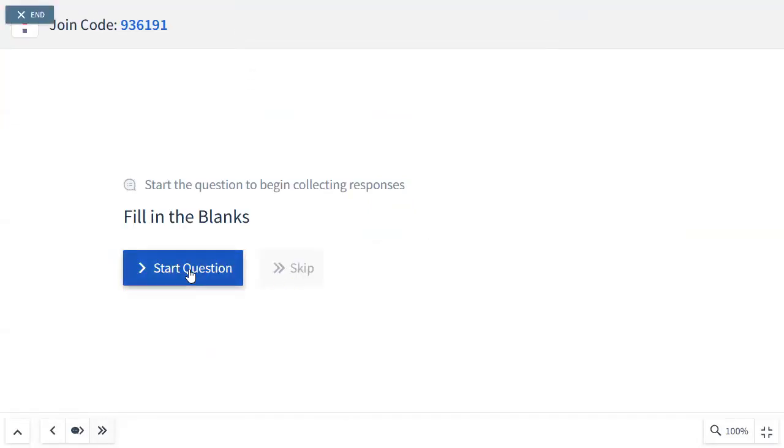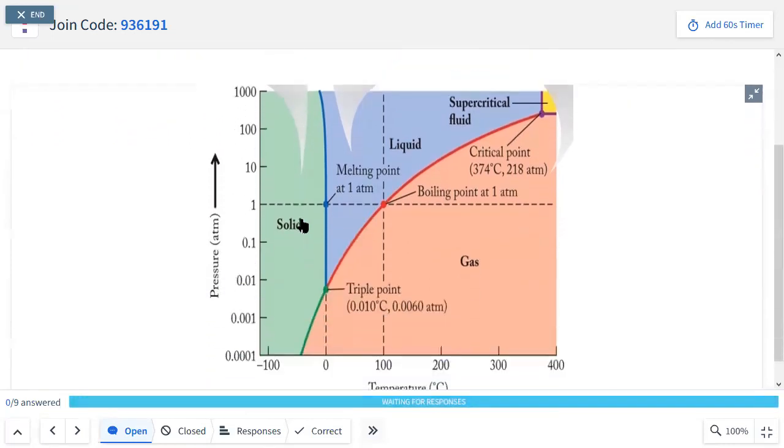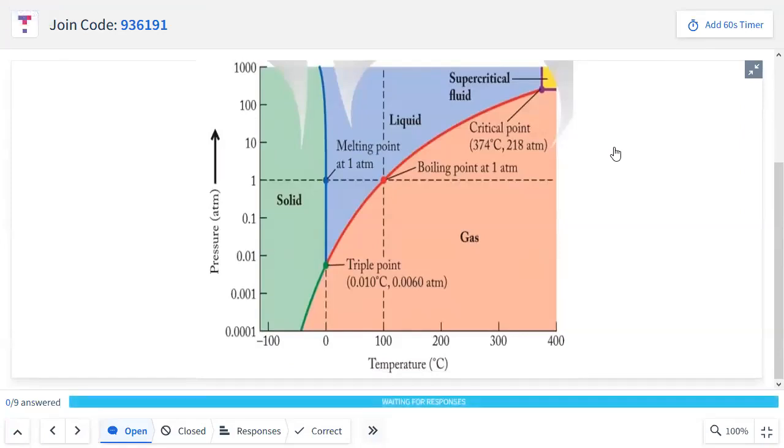All right, so let's try one ourselves here. I've got 3 questions for you. What is the phase of water at these 2 different conditions? And then this last is also fill in the blank. How many phases of matter are present when water is at the freezing point? So look at that phase diagram and answer those 3 questions.